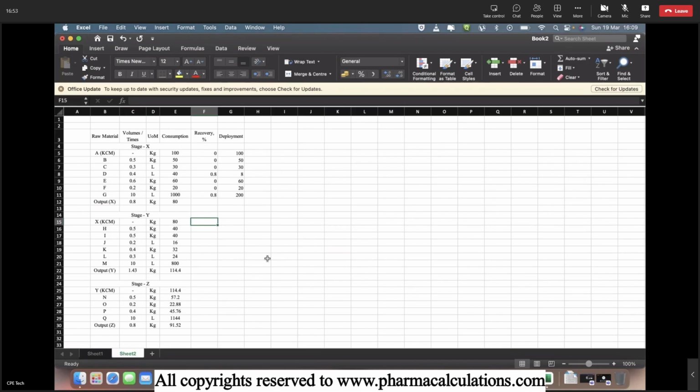the stage 5 also. Since it's a KCM, I don't want to have any recoveries. And coming to the solvent, I'd like to have almost 80 to 90% recovery. As a minimum, I'm going to take 80% recovery. So use the same formula into 1 minus this recovery.